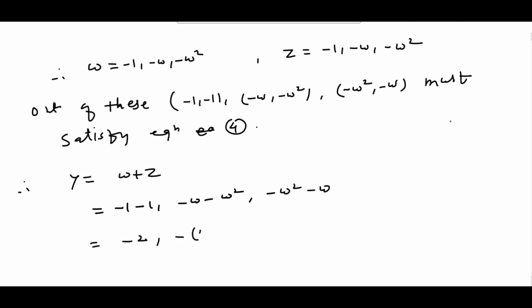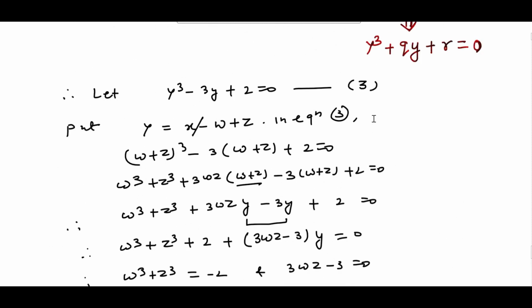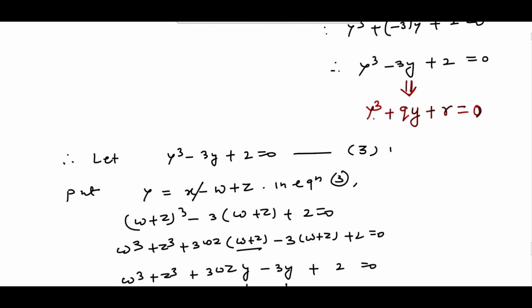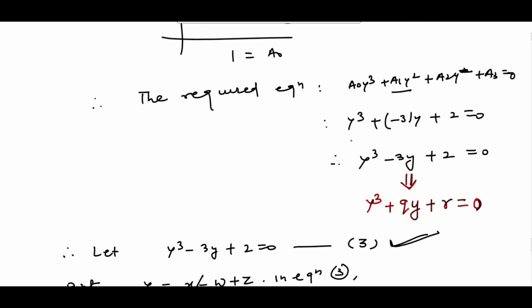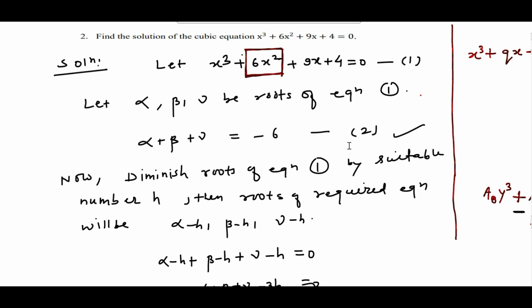Take the negative as common: negative of omega plus omega square, negative of omega square plus omega. So here it will be negative of negative 1, negative of negative 1, which will give negative 2, that is 1 comma 1. This is the root of equation 3. But we need to find the root of equation 1.